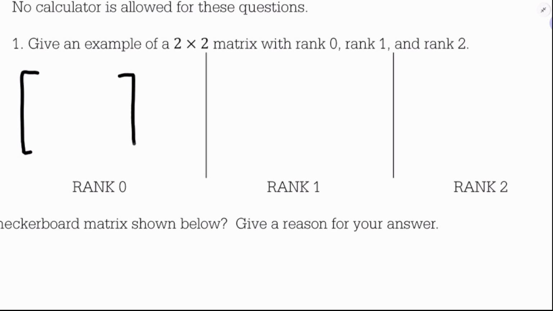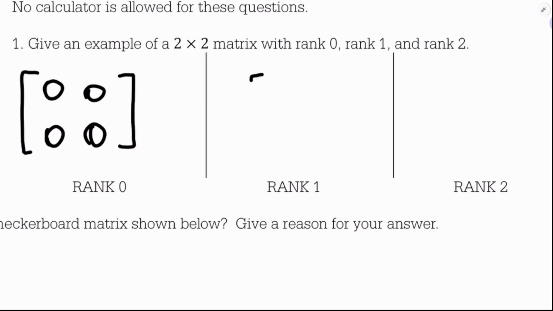All right, rank 0. Remember, rank is the number of pivots. So the only way that we could get this is if this was the 0 matrix. Rank 0 would mean that the rank, which is also the dimension of the range, is 0, so the range was only the 0 vector. The only way the only combination of the columns was the 0 vector would be if all the columns were the 0 vector.